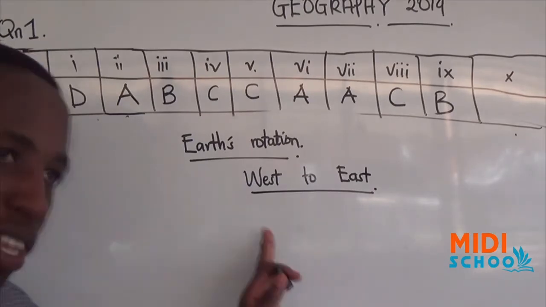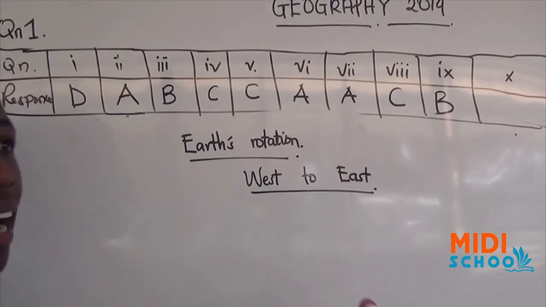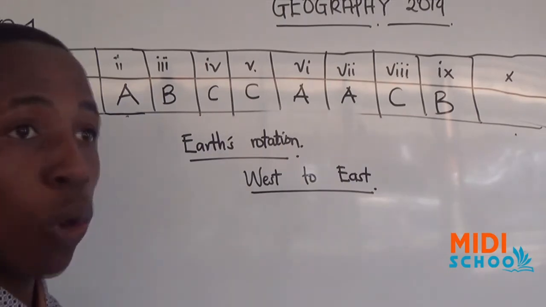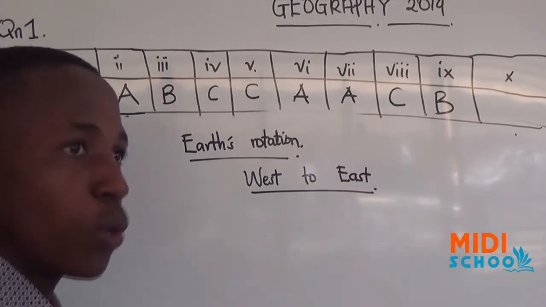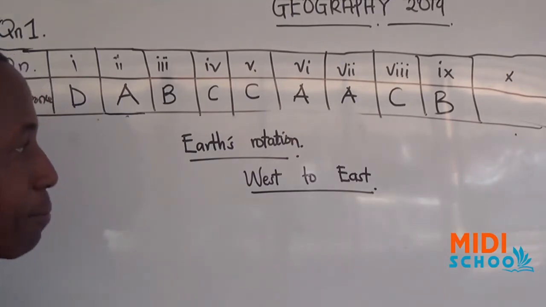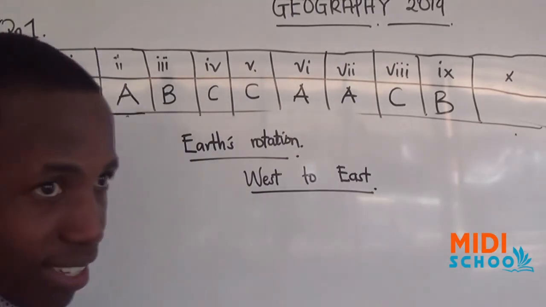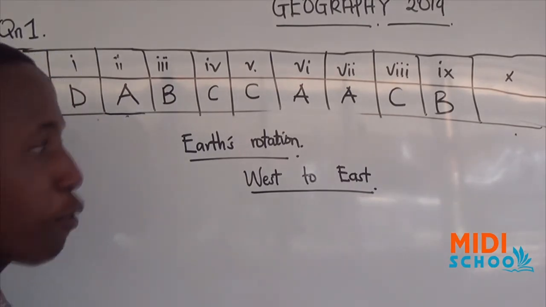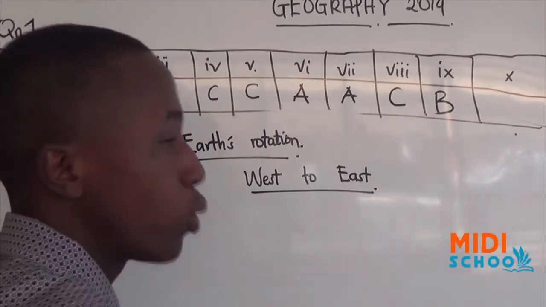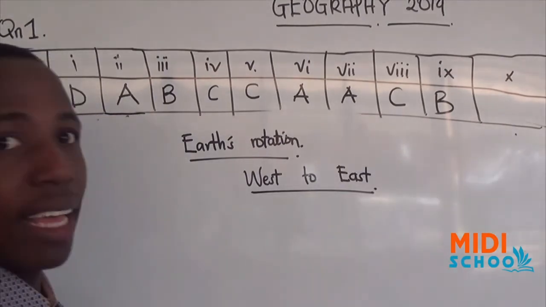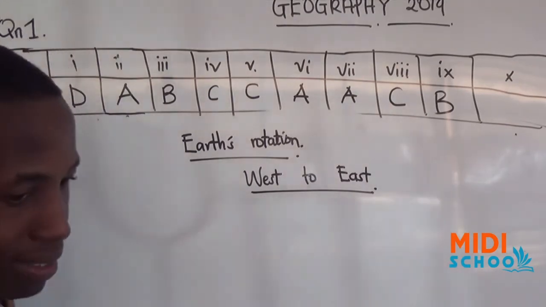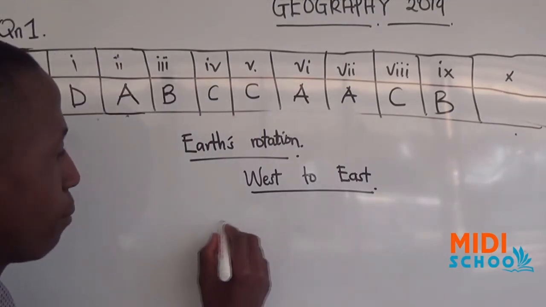Earth rotates always from west to east. And this guides how time will be. And again, this guides where wind will blow, either from west to east or from east to west. So if the Earth's rotation is from west to east, meaning that even wind will blow from west to east. And again, people from east will be far ahead in terms of time compared to people from west. And it's the people from east who see the sun first compared to the people from west.